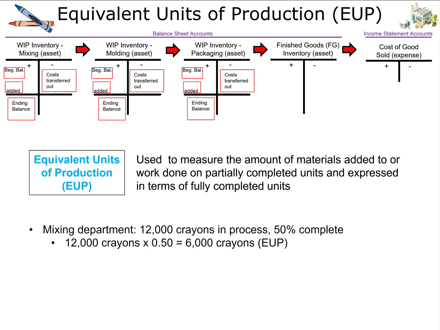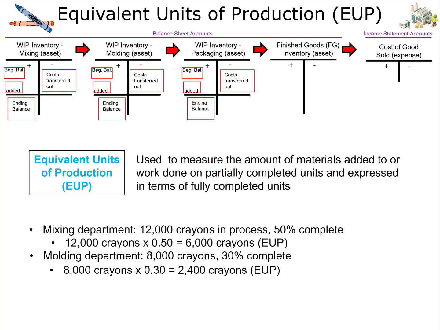In our second example, in the molding department, there are 8,000 crayons 30% complete. That's the equivalent of how many crayons being fully completed? Well, 8,000 crayons times 0.3 gives us the equivalent of 2,400 crayons being fully completed.